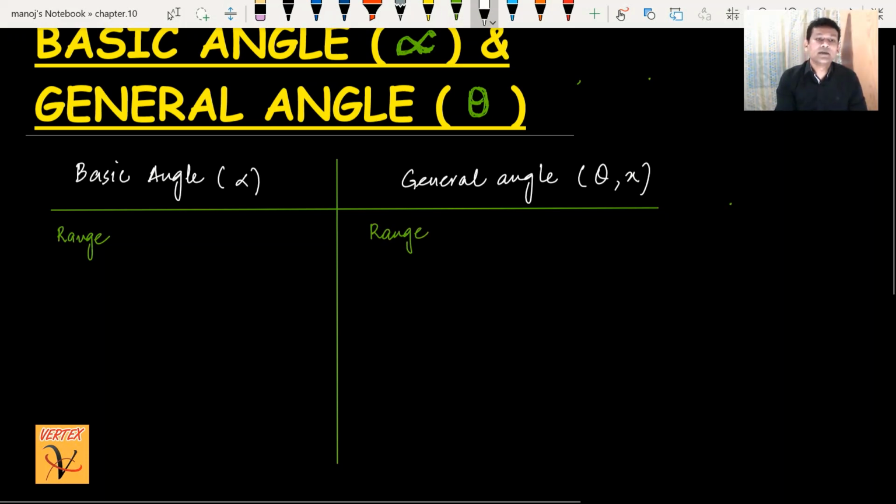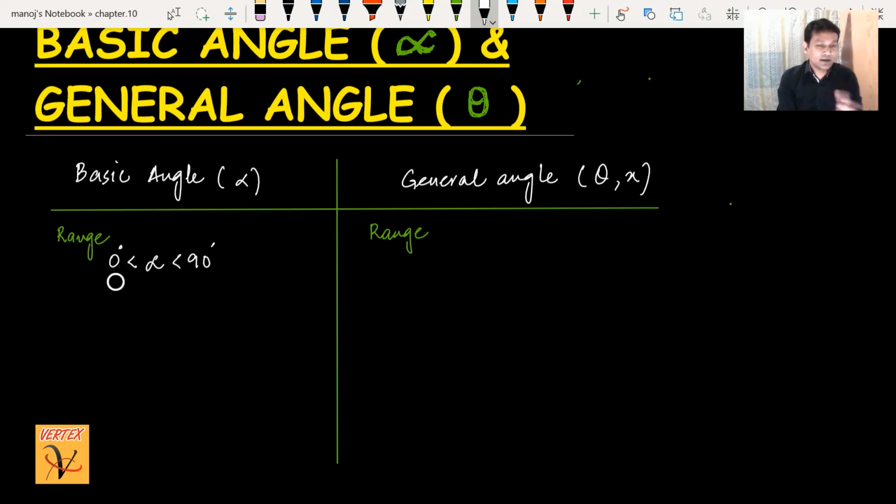Range of the angle. The basic angle range is always from 0 degree to 90 degree. I mean, that's not equal to 90, that's not equal to 0. Like more than 0 and less than 90, it means it always makes an acute angle. Okay, I'm writing acute angle.